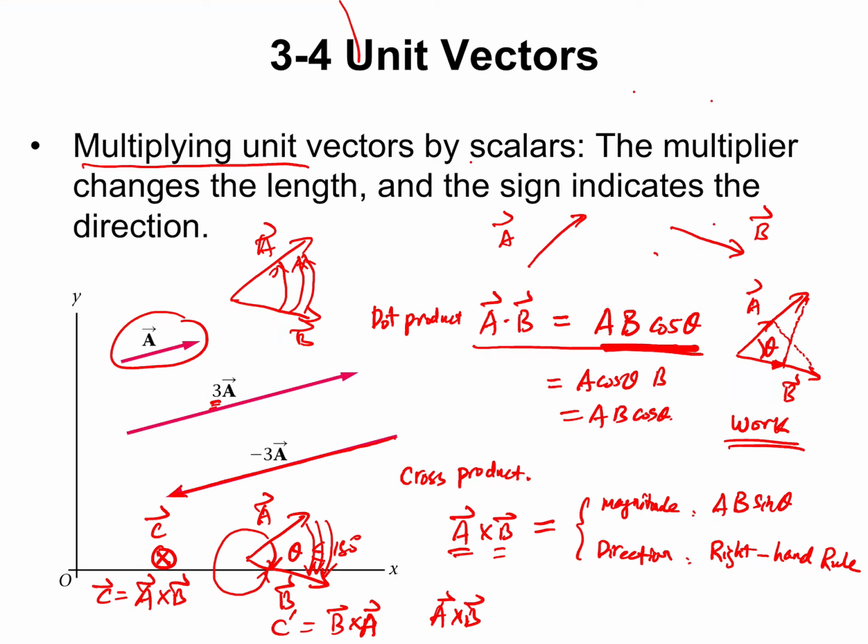Then the direction of thumb, in this case, is coming out of the screen, coming out of the pad. This is called a cross product. We will meet a cross product in chapter 11. Torque is a cross product. Okay, all right.